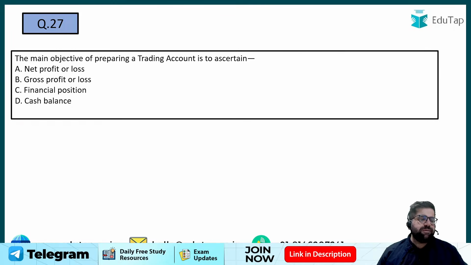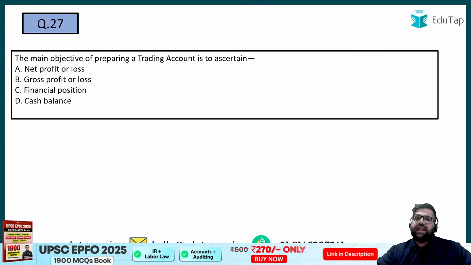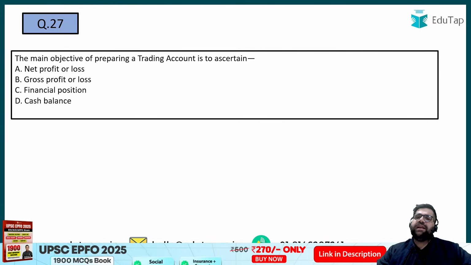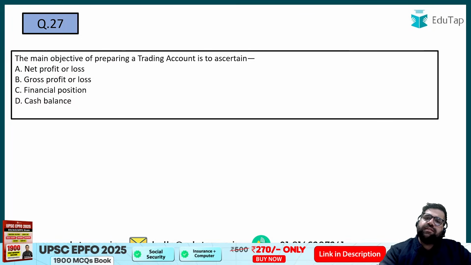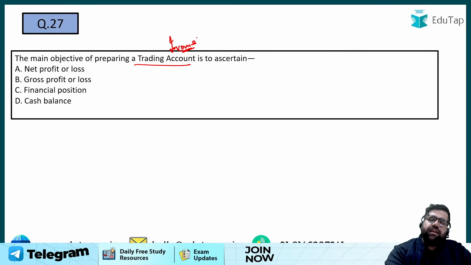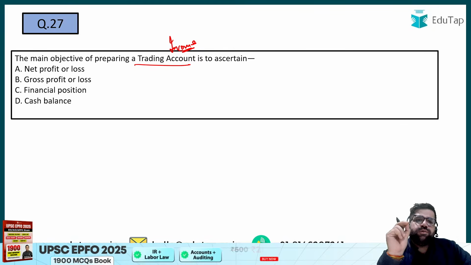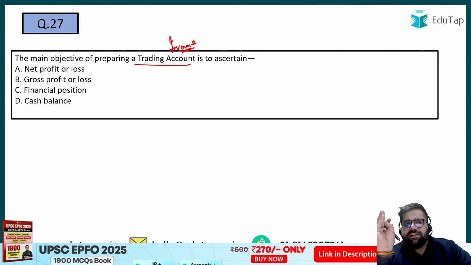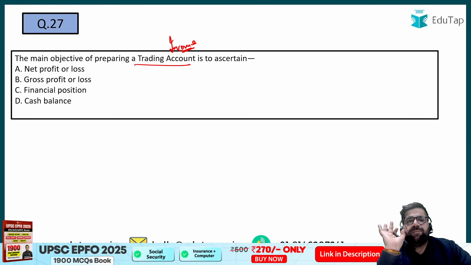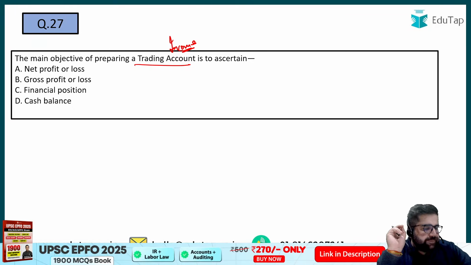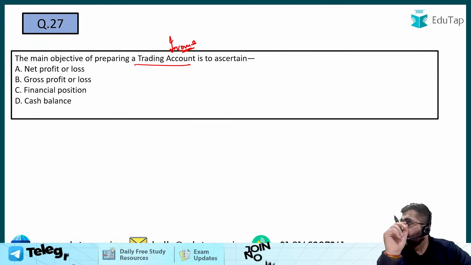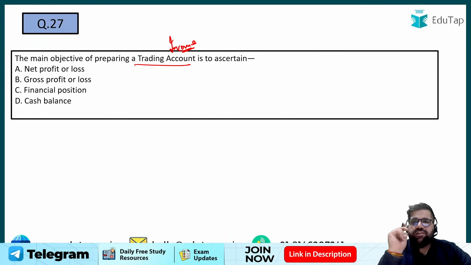Next question, question number 27. The main objective of preparing a trading account. Now trading account is a part of what? Income statement only, right? So try to answer this question. The main objective of preparing a trading account is to ascertain what? Net profit, gross profit, financial position or cash balance. Tell me. Please tell me. Enlighten me on this concept.